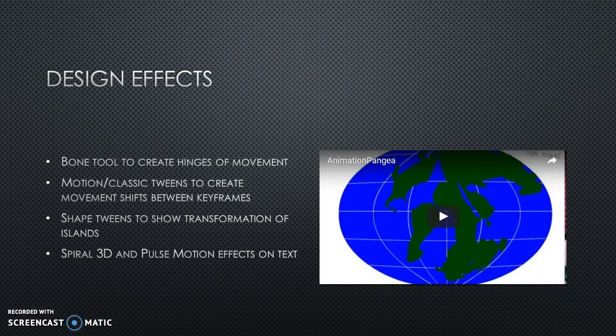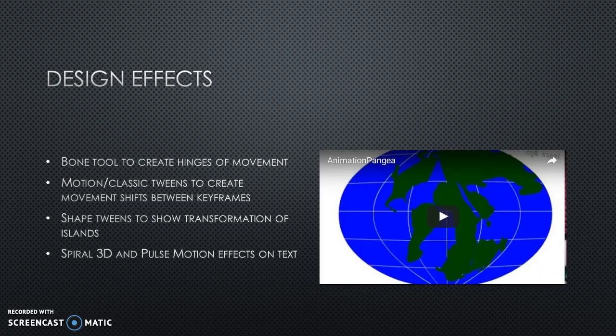And then each continent was created as a separate layer. And then I went in and used the bone tool to create hinges. The first 6 seconds is basically North America and Eurasia moving apart as like a hinge movement. And then the rest of the movements, to be more realistic, I switched to using the motion tweens and the classic tweens to create movements between the other continents.